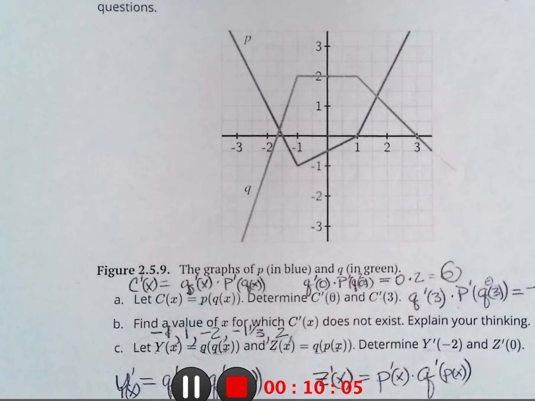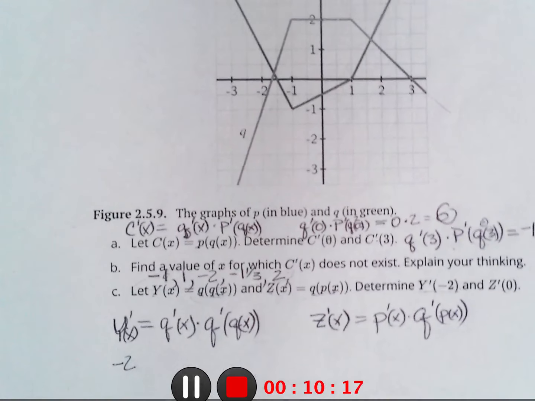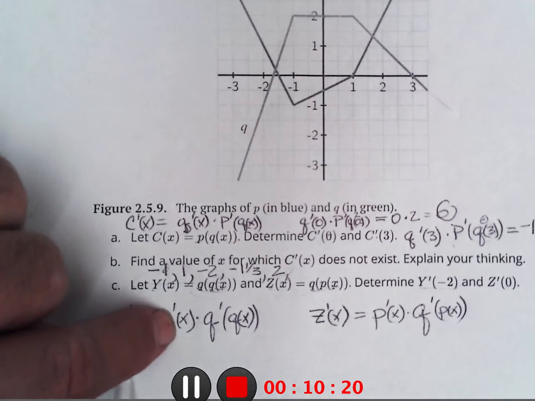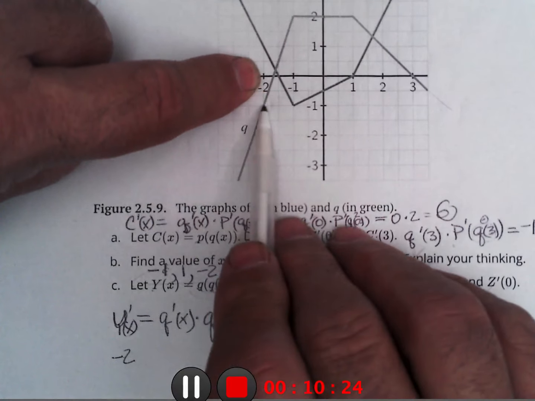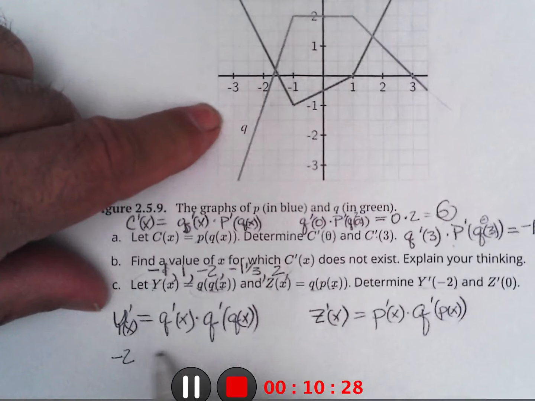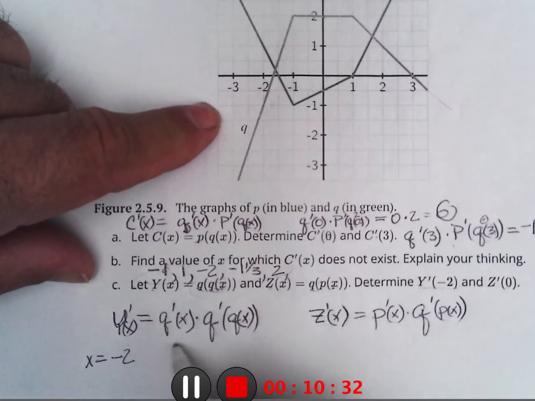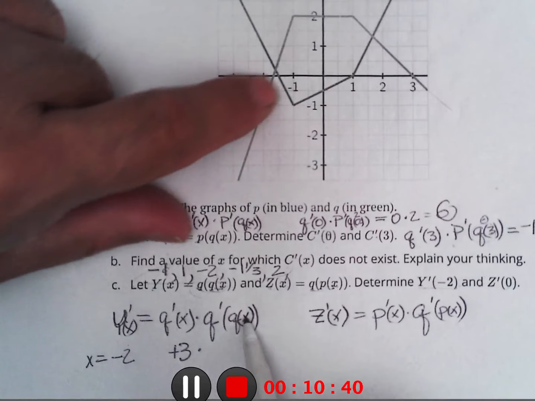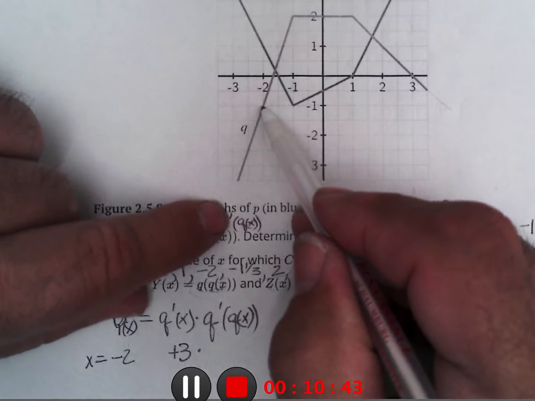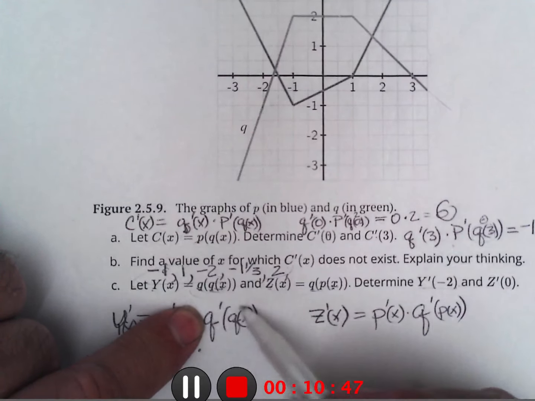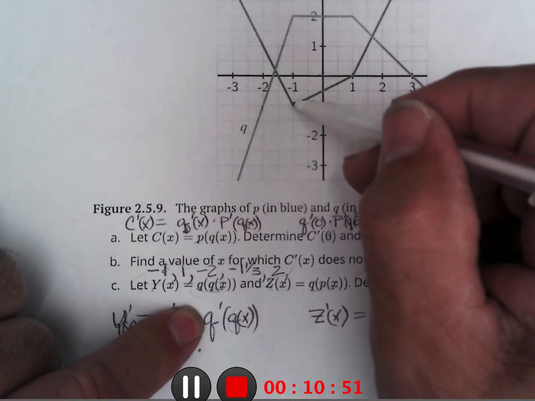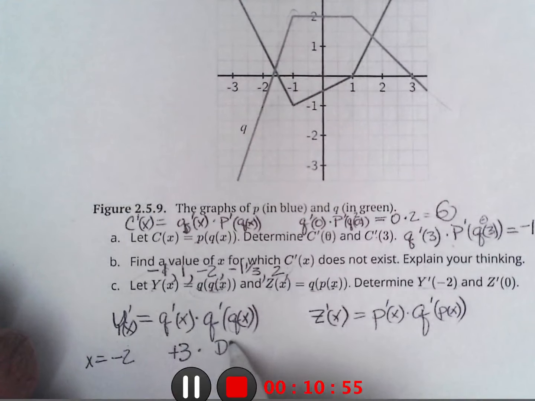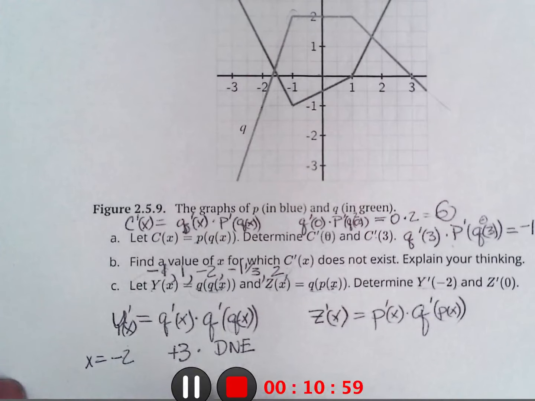So we're supposed to do this one at -2. So q prime, move this up a little bit so you can see it. Q prime at minus 2. At minus 2, the slope of Q is plus 3. It's plus 3 times, now we got to find Q of minus 2. At minus 2, Q is minus 1. And we got to find now the slope of Q at minus 1. So if we go to minus 1, Q is a cusp, so this does not exist. So this whole thing does not exist.